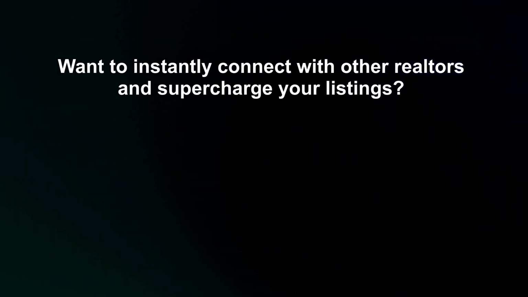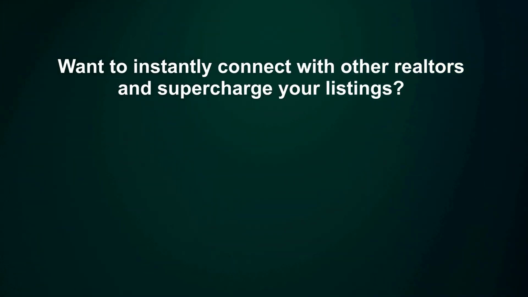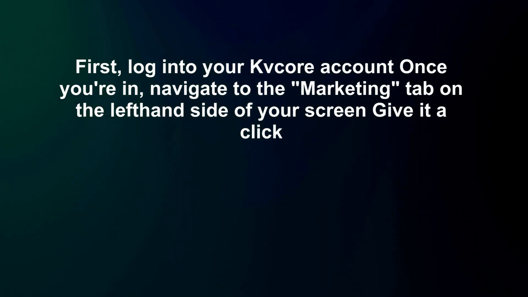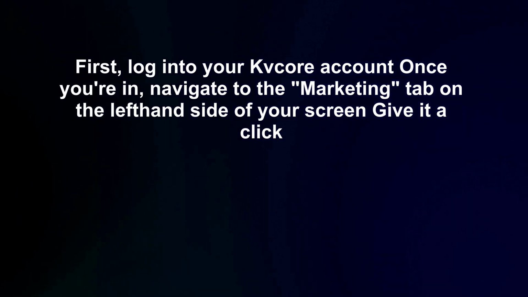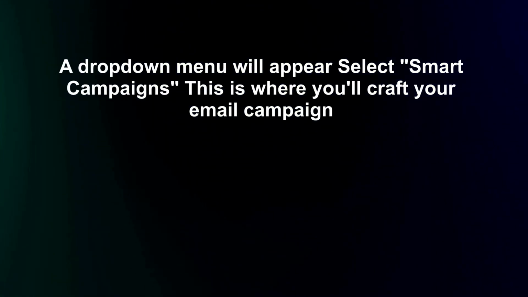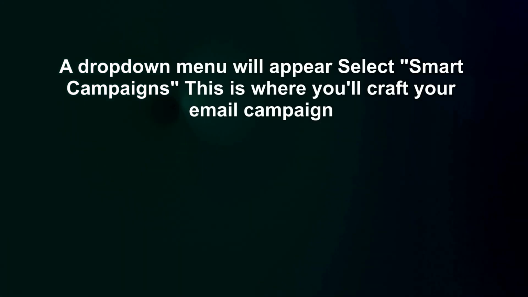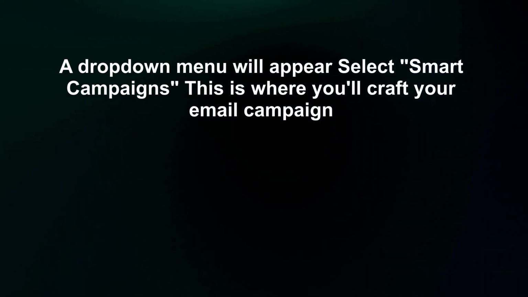Want to instantly connect with other realtors and supercharge your listings? First, log into your Kvcore account. Once you're in, navigate to the Marketing tab on the left-hand side of your screen. Give it a click. A drop-down menu will appear. Select Smart Campaigns. This is where you'll craft your email campaign.